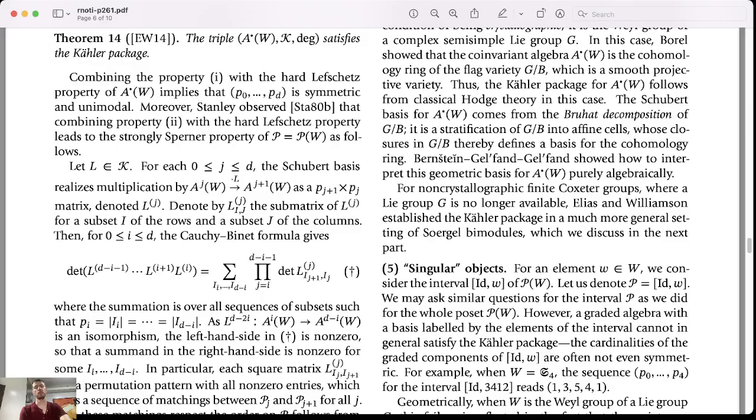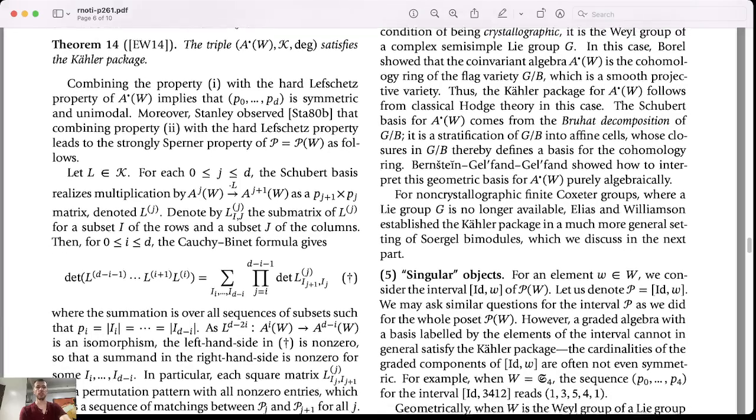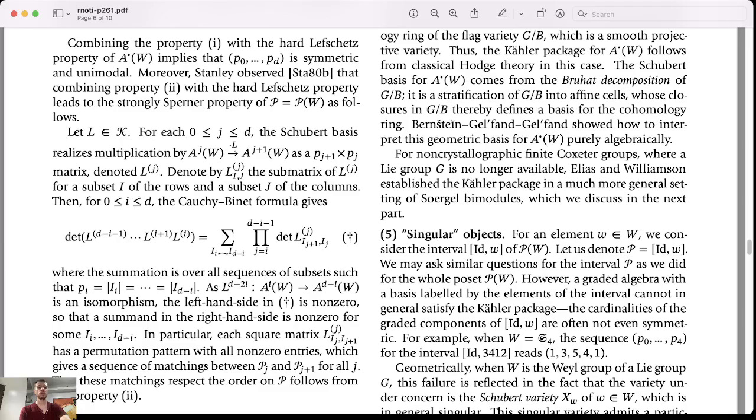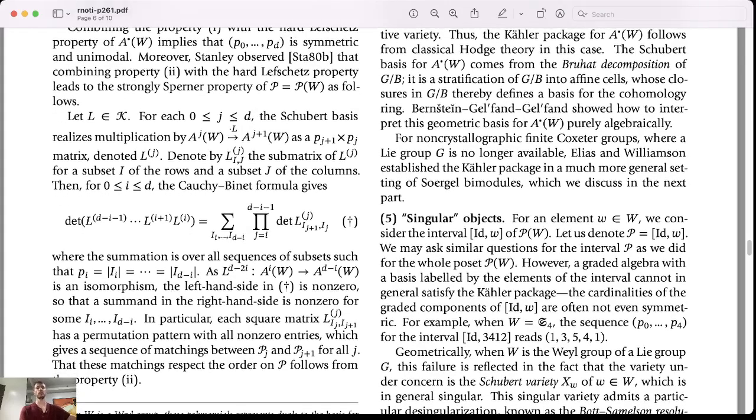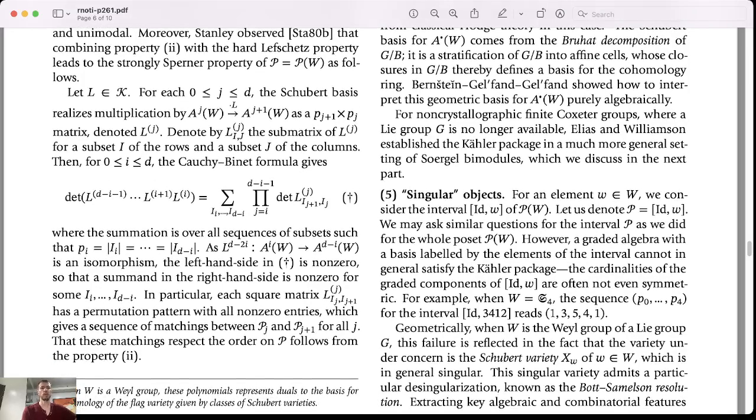Theorem: the triple A•(W), 𝒦, deg satisfies the Kähler package. Combining property 1 above with the Hodge-Lefschetz property of A•(W) implies that P0, ..., PD is symmetric and unimodal. Moreover, Stanley observed that combining property 2 with the Hodge-Lefschetz property leads to the strongly Sperner property of 𝒫 equals 𝒫(W) as follows.